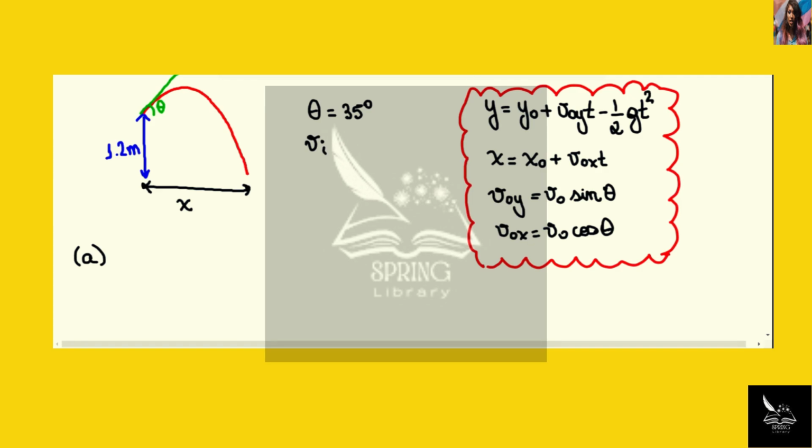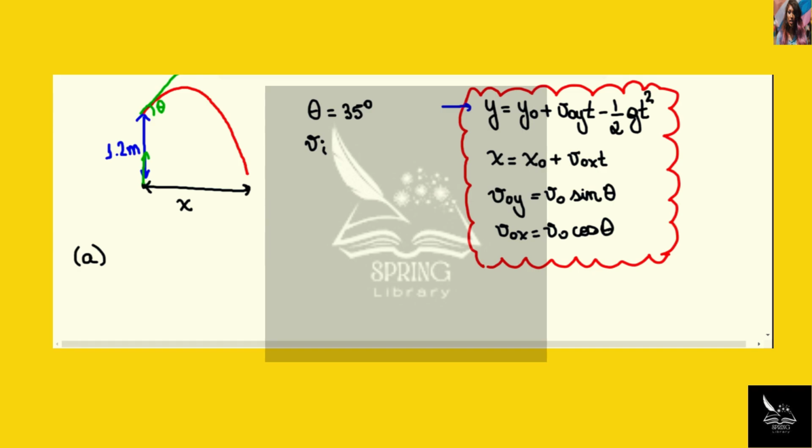So first of all, I've written some equations here in red. So we have the equation for the y coordinate, the x coordinate, the initial speed in the y direction and the initial speed in the x direction. And in order to use these equations, the first thing we need to do is to set up a coordinate system, and I'm going to do it like this.